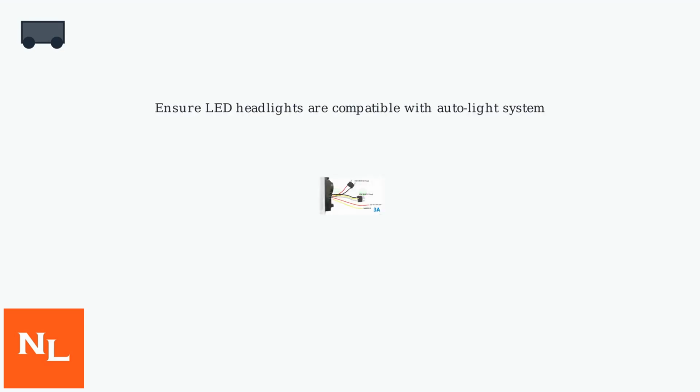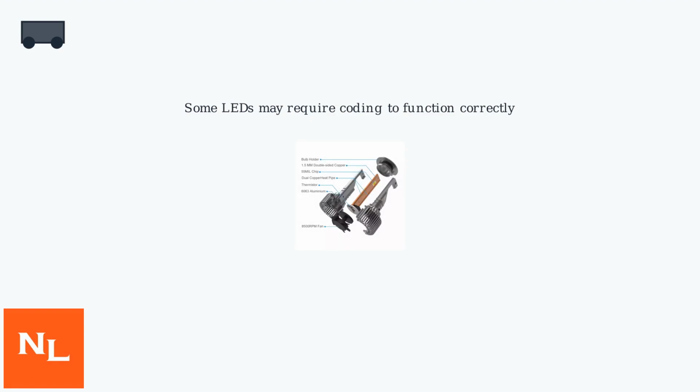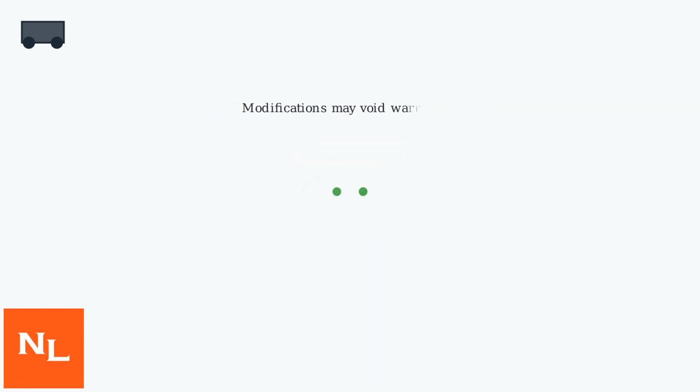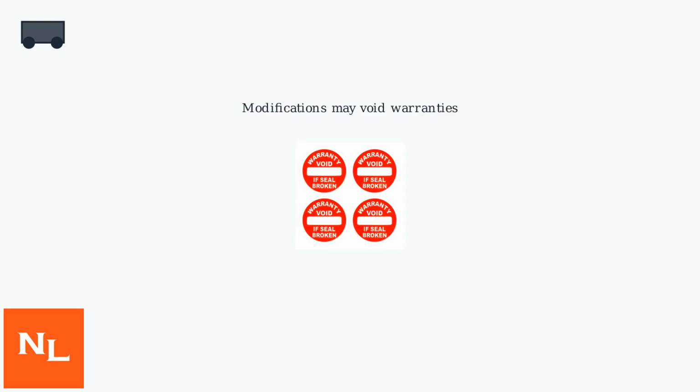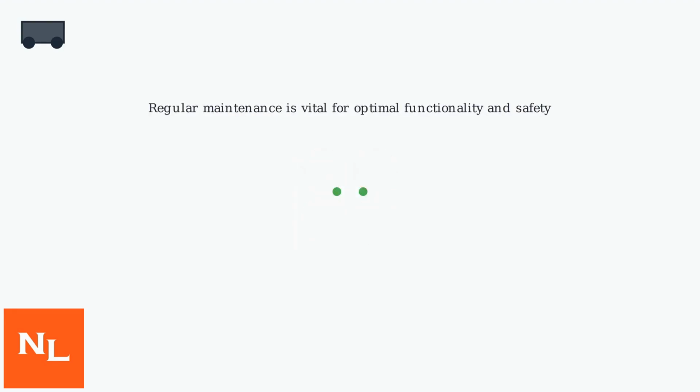When considering LED upgrades for your Mercedes-Benz W246 auto light system, if you've upgraded to aftermarket LED headlights, ensure they are compatible with the auto light system. Some LEDs may require coating to function correctly. Note that modifications may void warranties. Regular maintenance of the system is vital for optimal functionality and safety.